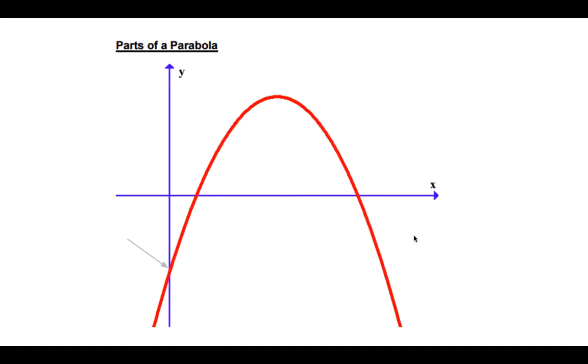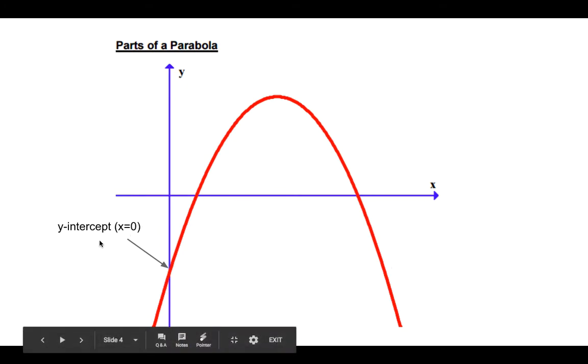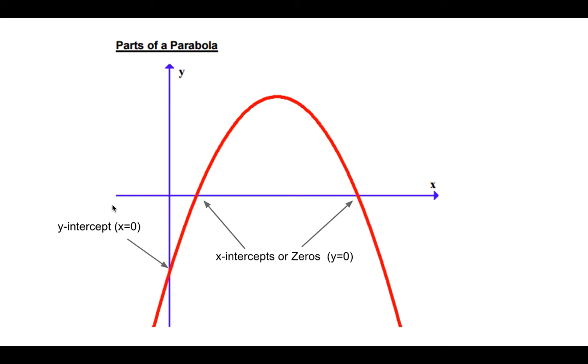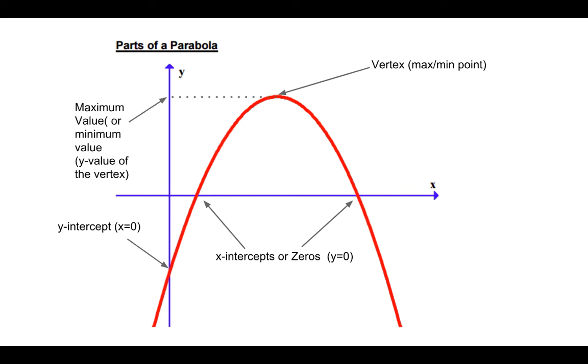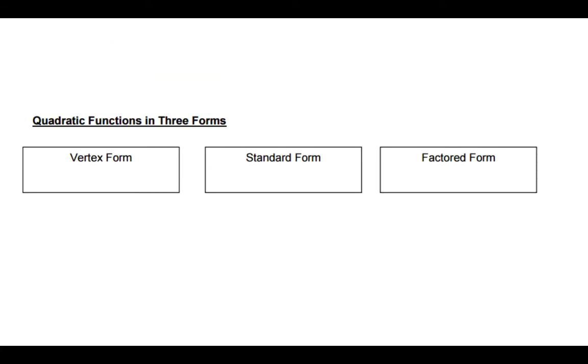So the parts of the parabola: we have the y-intercept, and we say x is 0 because when x is 0, we've got the y-intercept. We've got our x-intercepts or zeros, that's when y equals 0. We've got our vertex or max-min point, and it involves the maximum value, and it also involves the axis of symmetry. The axis of symmetry would be the x value of the vertex.